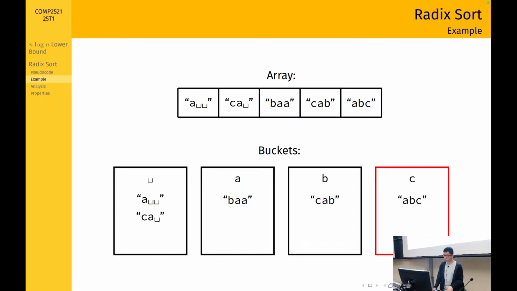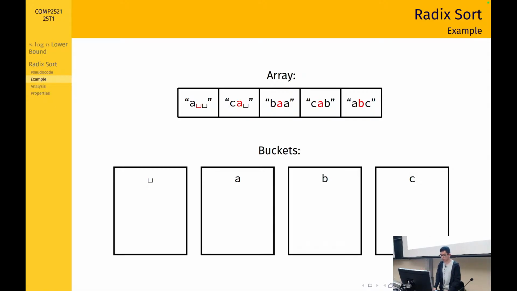Okay, and an important thing about this is that every time we store an item into a bucket, that takes O(1) time. And when we're storing the items back into the array, every time we take an item and copy it into the array, that also takes O(1) time. Right, that's important for the analysis later. Okay, so now we've sorted all the keys by their last character, by their third character. Right, now we want to sort them by their second character.